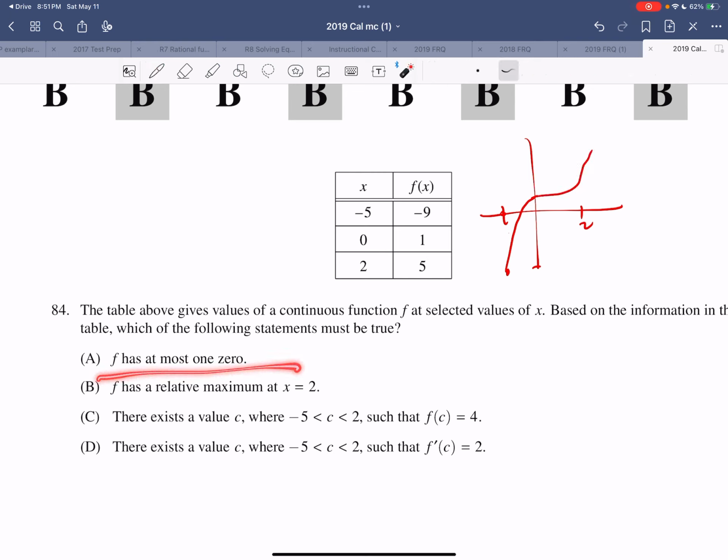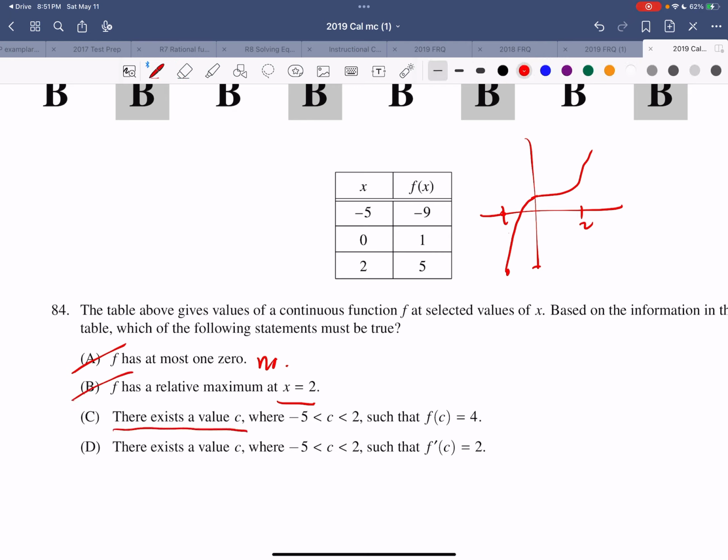But is that always true? No. If it says at least 1 zero, yes, this is true. But it can go like this, so this cannot be the answer. Now, f has a relative maximum at x equals 2. No, this 2 could be a relative minimum. It does not necessarily have to be a relative maximum, so that cannot be true.